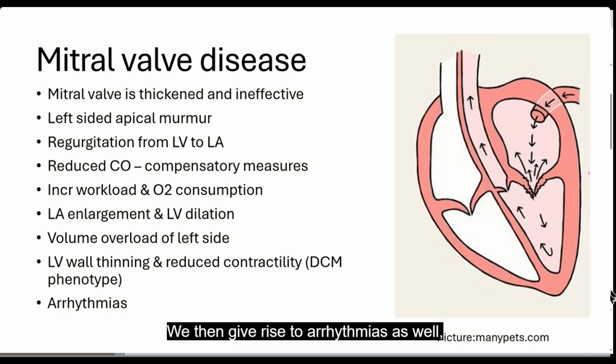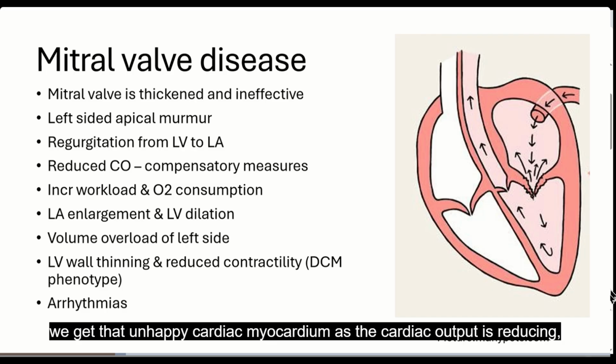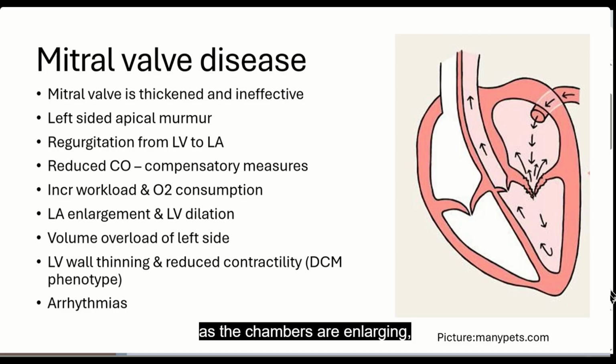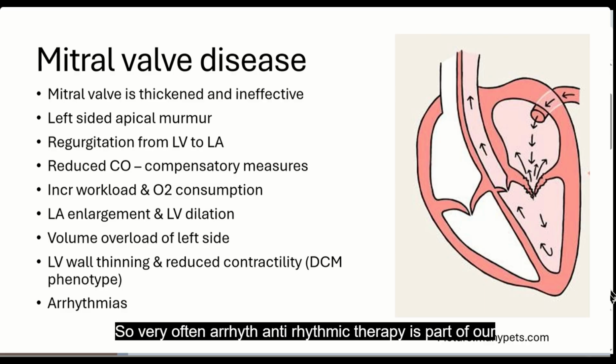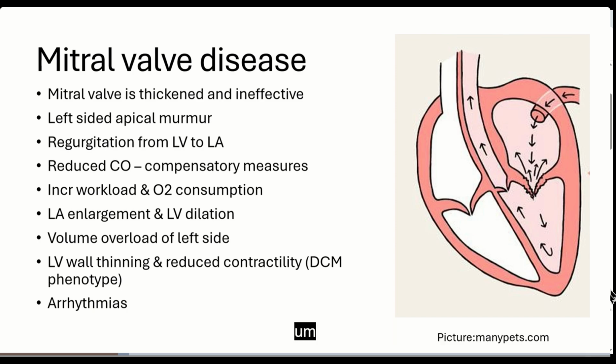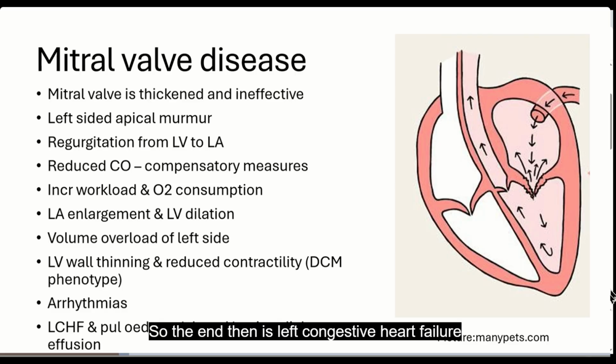We then give rise to arrhythmias as well. So as that disease progresses, we get that unhappy cardiac myocardium as the cardiac output is reducing, as the chambers are enlarging, the contractility isn't so great. We can then predispose to arrhythmias. So very often antiarrhythmic therapy is part of our treatment plan as well. So the end stage is then left congestive heart failure with our pulmonary edema, and sometimes we also see pleural or pericardial effusions as well.